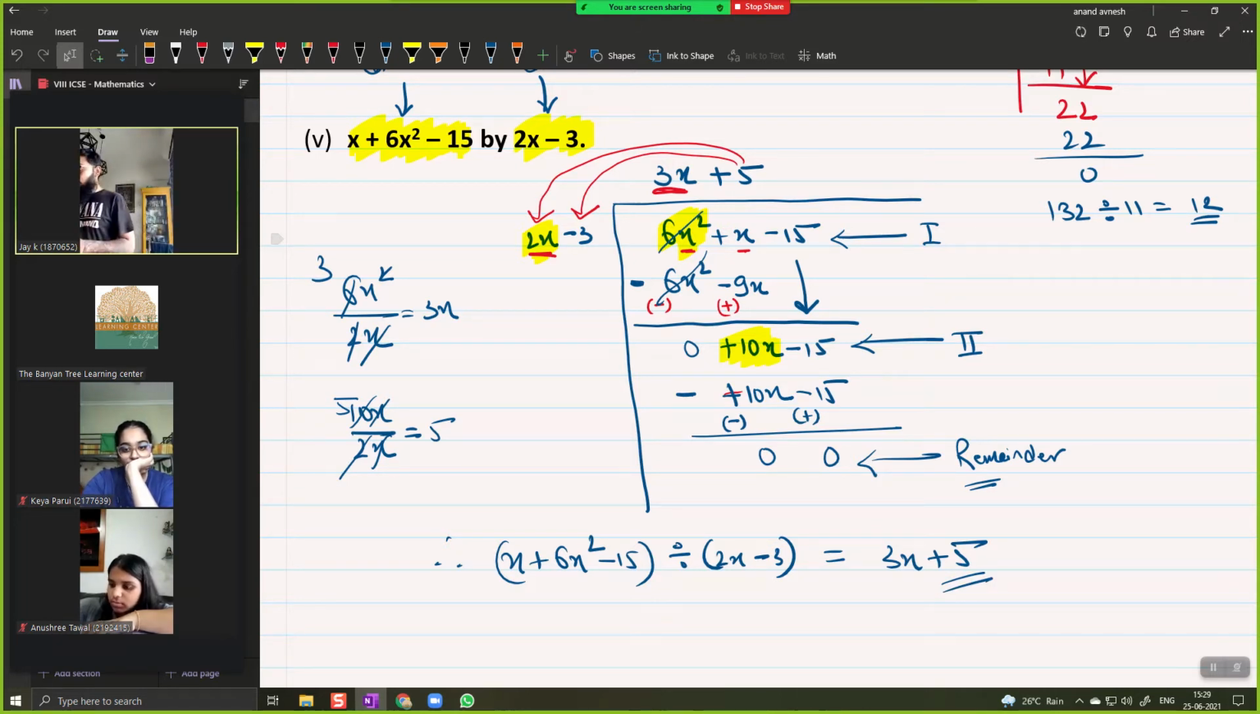This is how you do division, and we have to master this technique. So don't take it lightly, because there are many small steps and signs, and if you make a mistake in any one of the steps, then the whole thing is gone wrong. Please note it down.